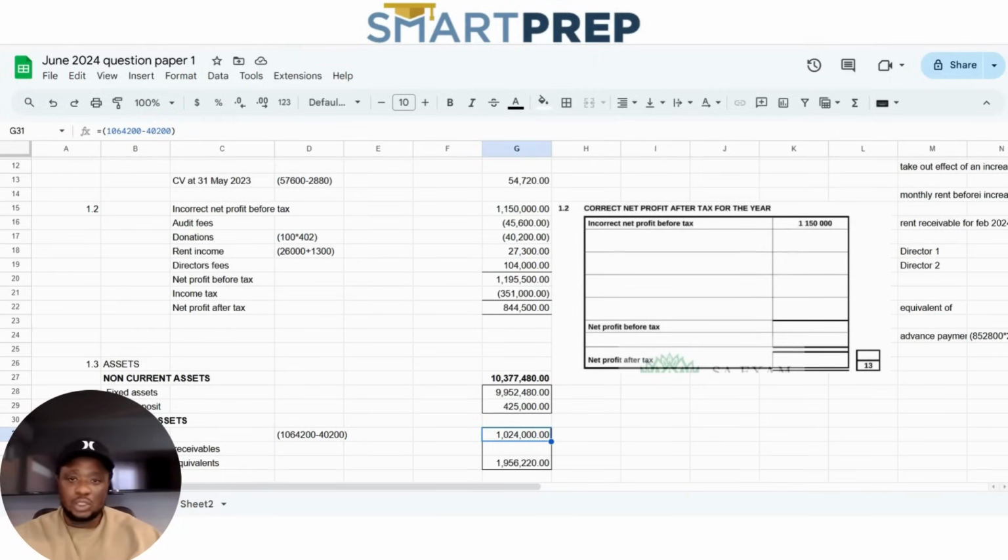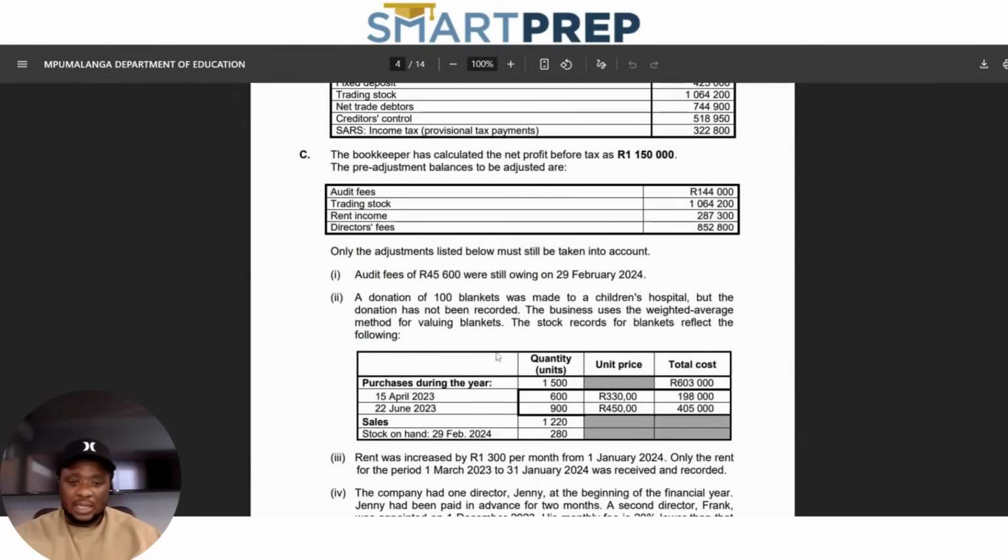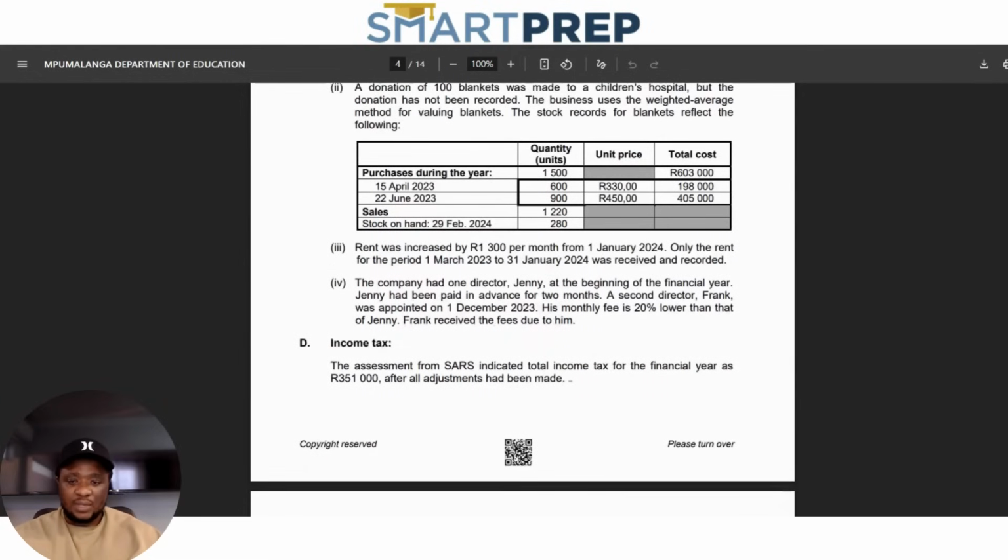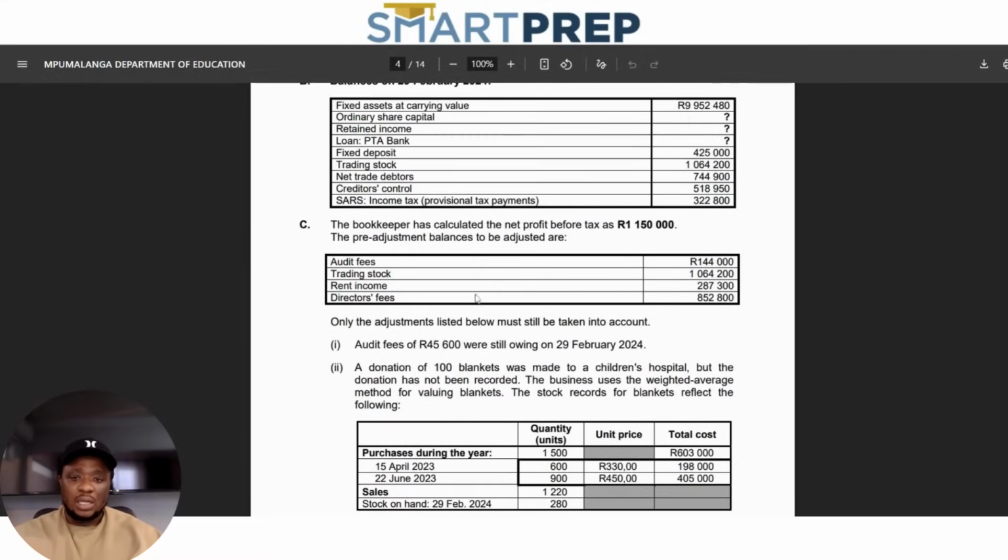Just a quick glance at it, by the way. You can see here that the tax expense for the year is 351,000, and then you're given SARS income tax provisional payments, which is 322,800. So you basically need to make a further payment towards taxes, so that's going to be a liability. It doesn't affect trade and other receivables.